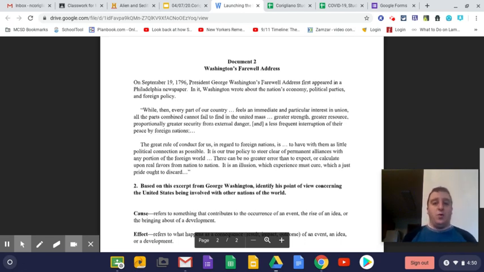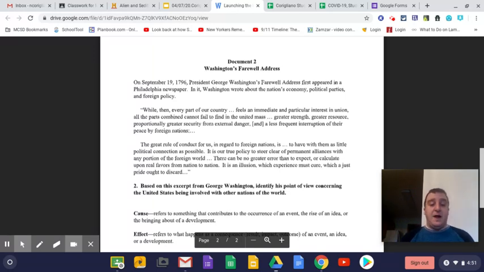So they won't have to worry about foreign nations going to war, pulling the United States in, or having some impact on the United States. So that is kind of starting to give us an idea that Washington has a very negative view of the United States being involved with other nations of the world.